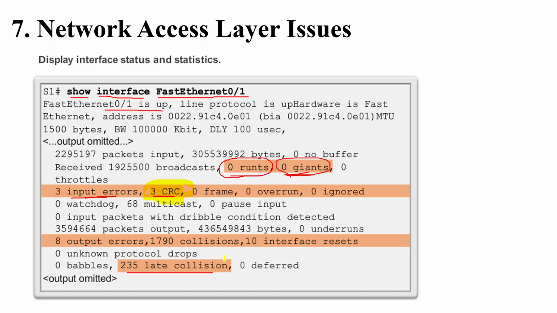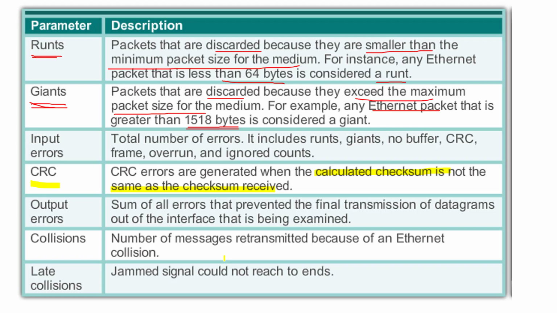So three frames having the CRC, that means some error is available, so these particular frames will automatically be dropped. It will not be forwarded. Then the next one is the input errors and output errors. You can see the input errors and the output errors.